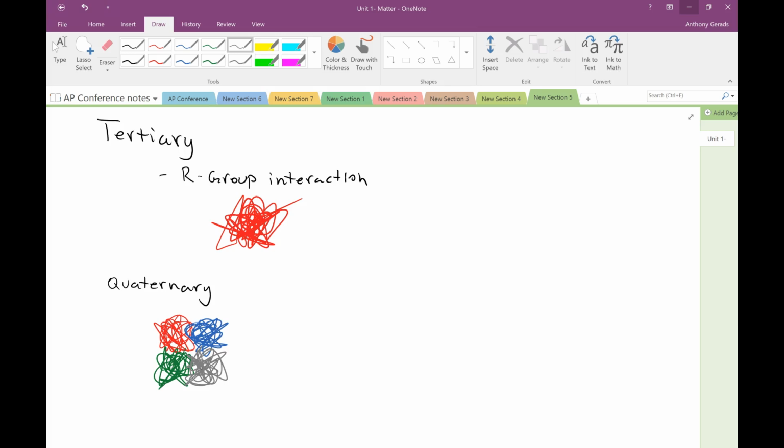All right. And that, my friends, is all of proteins. Now all we have is carbohydrates and nucleic acids left.